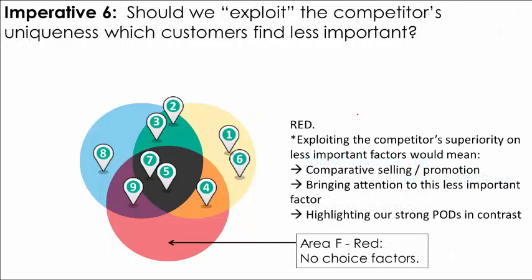Area F is about exploiting the competitor's uniqueness. There are some risks of trying to do something like this. It's not relevant in this case because we don't have any Area F factors, but the challenge is that it brings attention to less important factors. So you're just raising attention to both your competitor and a less important factor. And at times, that actually can heighten attention and make it more important. But the idea would be to use the contrast to highlight our strong points of difference. So there's a little bit of risk to that strategy, and it's not a very common strategy, but it's one worth mentioning.